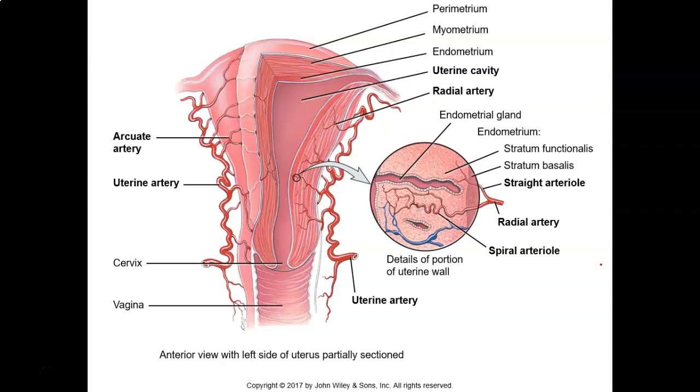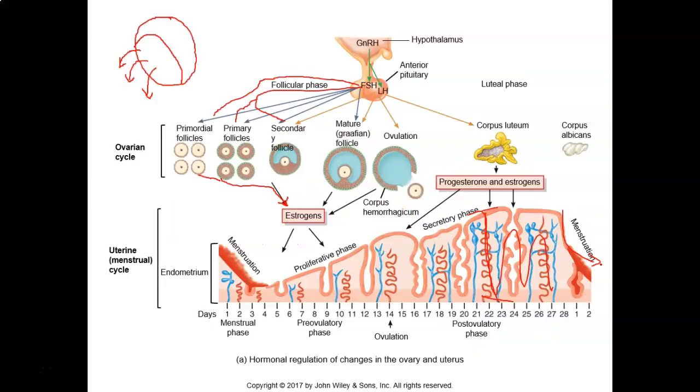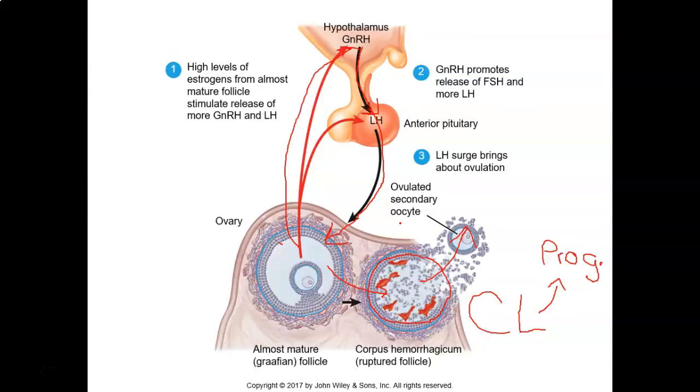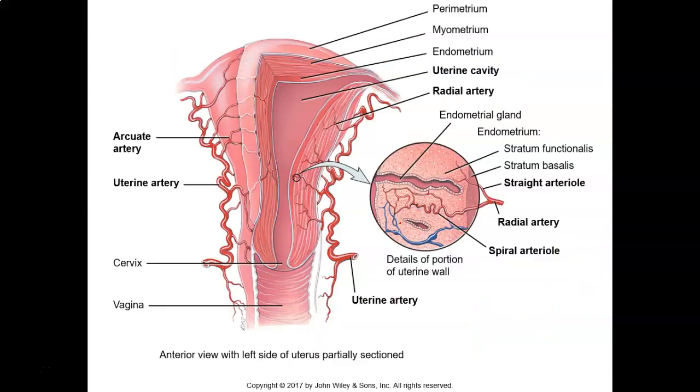Now, some of the arteries that we see: we've talked about, in the last couple of slides, how the endometrial wall thickens and then it's sustained. Well, none of that can happen unless there's a substantial amount of blood vessels, and there is, right? You can see.